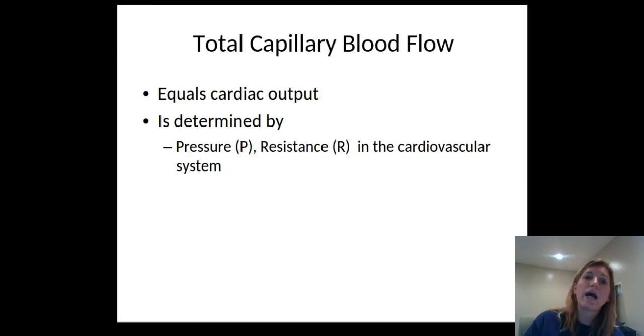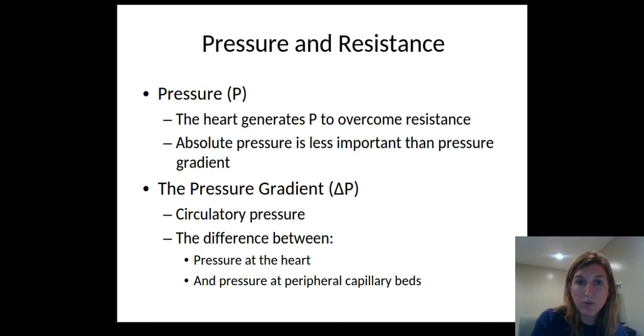So total capillary blood flow is equal to your cardiac output. Your cardiac output, remember, was your heart rate times your stroke volume: how much blood you're pumping out of your heart and how many times your heart is beating in a minute. So your cardiac output is also determined by pressure and resistance within the cardiovascular system. So let's talk about these things. This is where the physiology picks up a little bit.